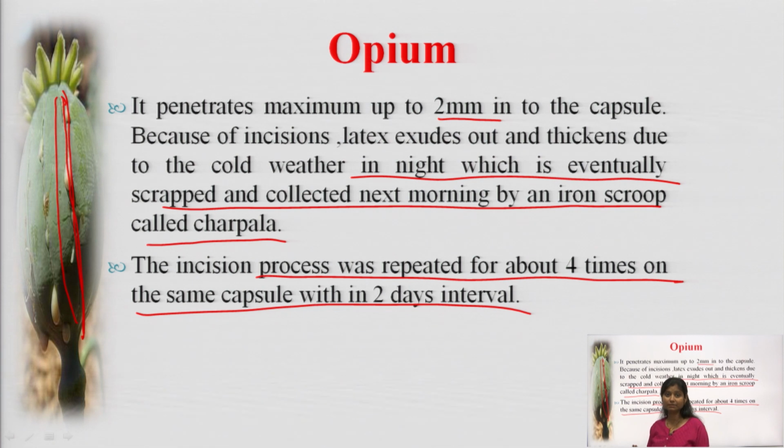So the next time we will change the position and use the nushtar to make the incisions, and the next morning we can collect the exudate with the help of the charpala. So this is how the plant is used to grow the morphine, or you can say crude morphine is extracted from the capsules of opium. This is the process.